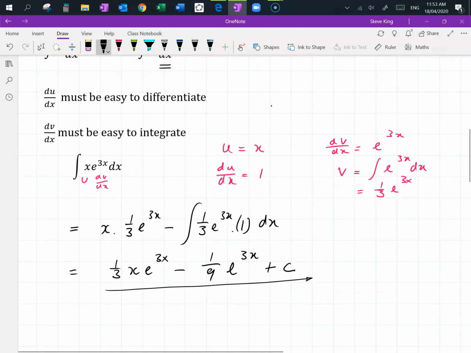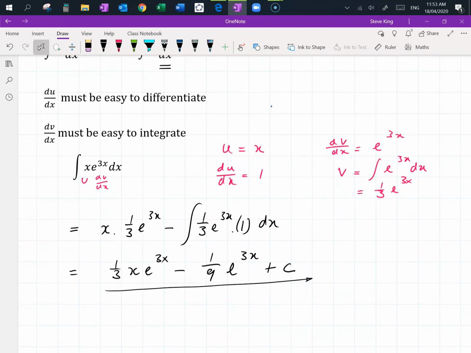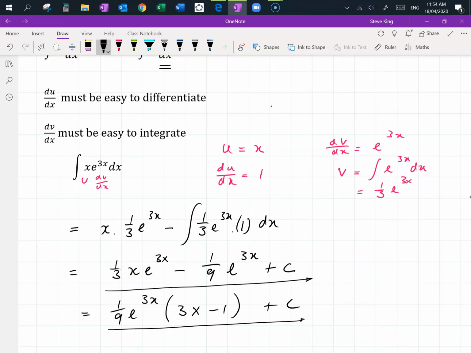Obviously I could tidy this up a little bit more. I could take out a 9th e to the 3x. If I did that, then I'd be left with 3x minus 1 plus c. Either of those forms would have been perfectly fine.